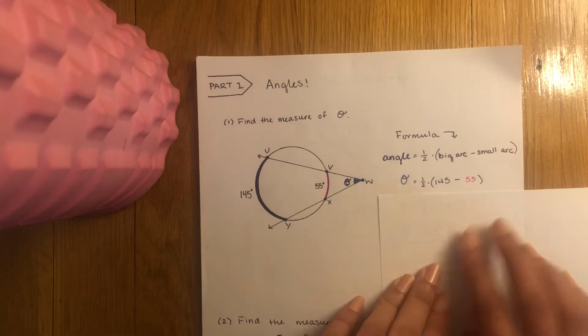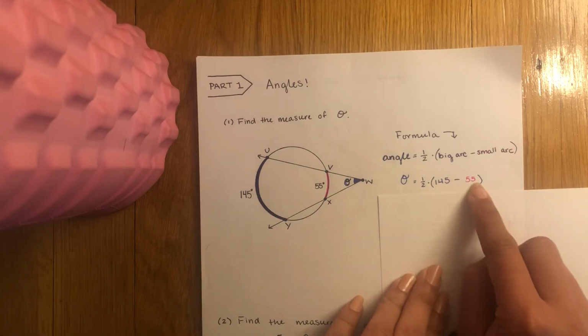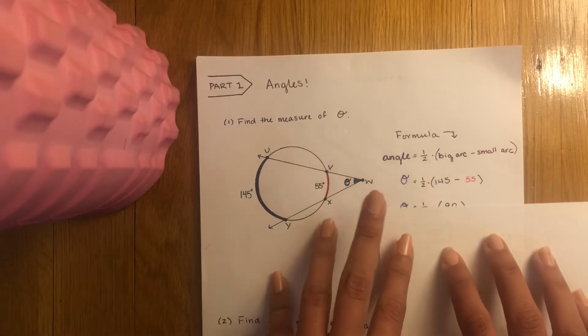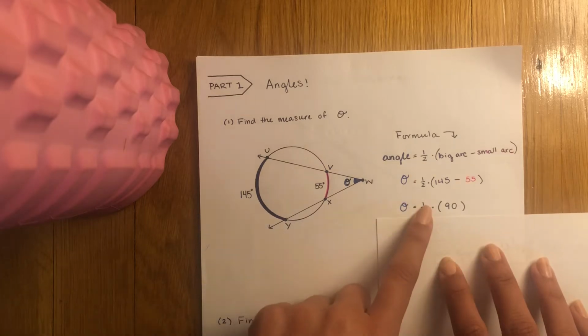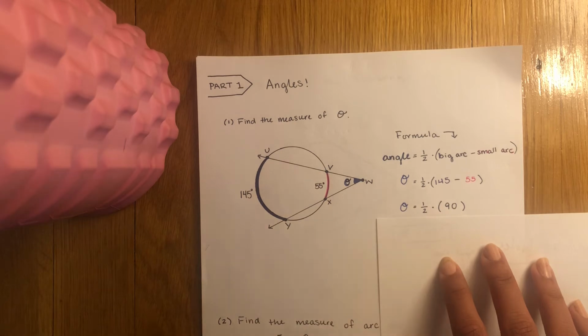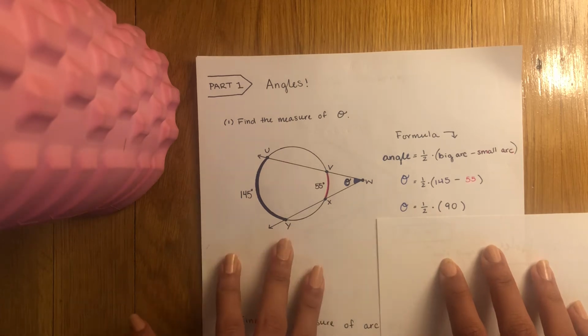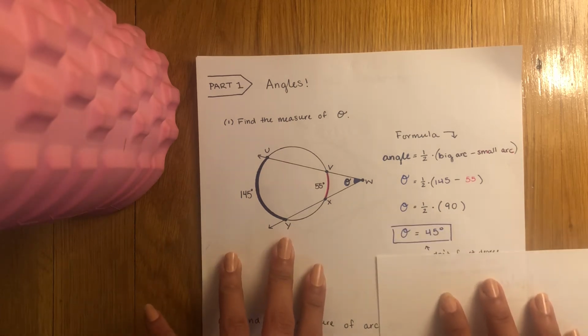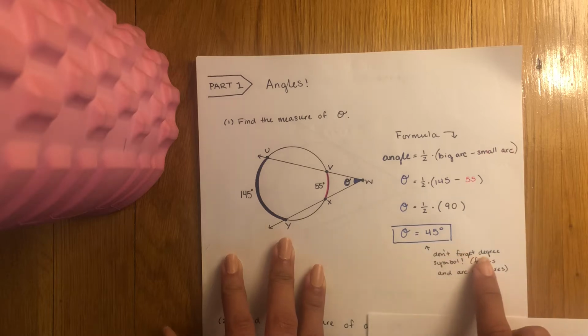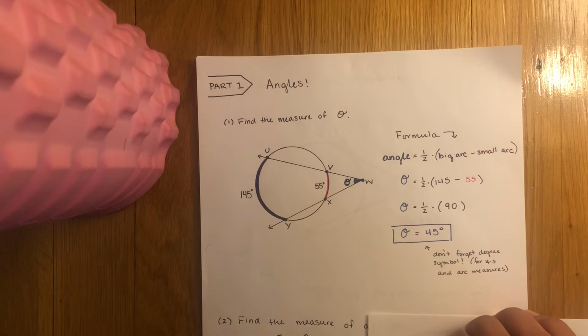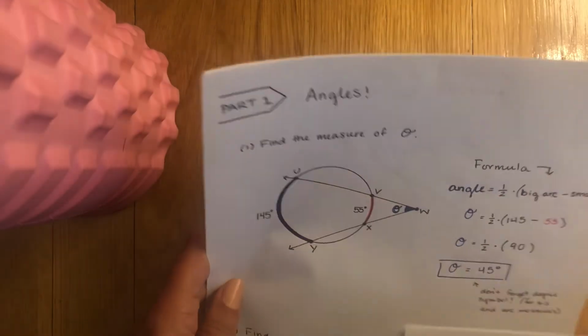What should you do first? You should deal with this inside. So what's 145 minus 55? 90. Half times 90, or rather, what is half of 90? Theta equals 45 degrees. And you can't forget the degree symbol. For angles and arc measures, you're using degrees. All right, problem number 2.